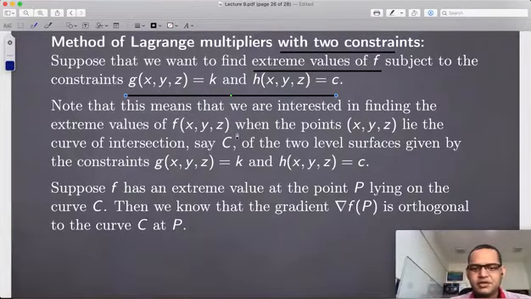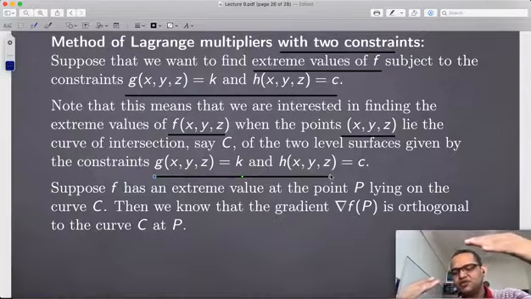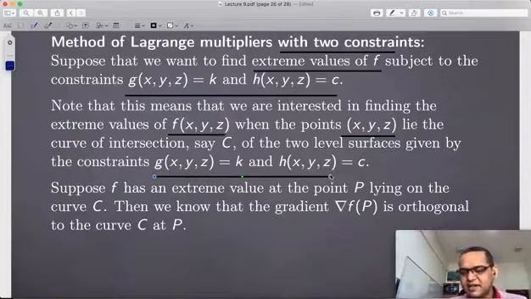When we want to maximize or minimize a given function, we are basically saying: find the maximum or minimum values of f when the points lie on the intersection of these two level surfaces. These are surfaces in R3, so they are going to intersect on a curve. Let us say that curve is C. So these two constraints are saying that you find the maximum and minimum of f on this curve, and that is the curve you are interested in.